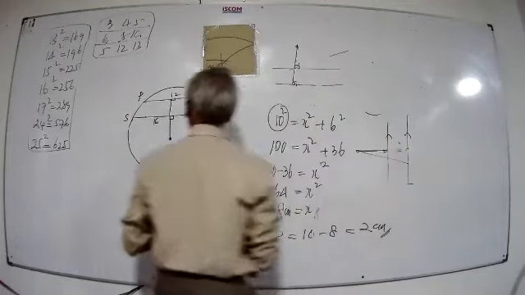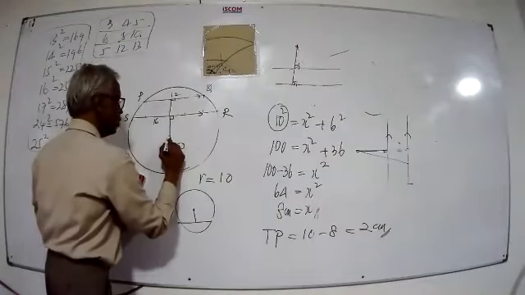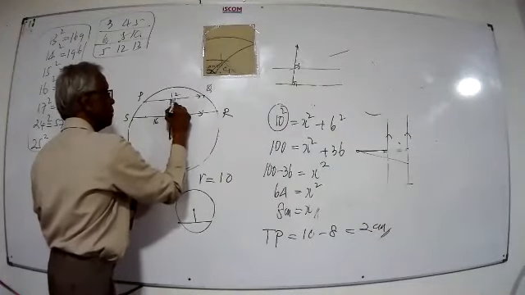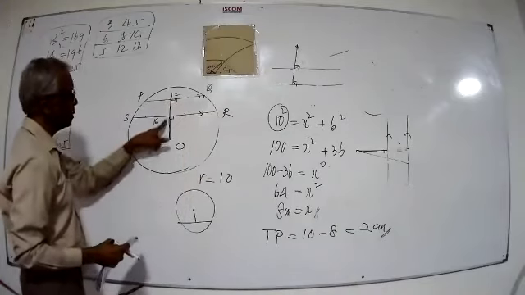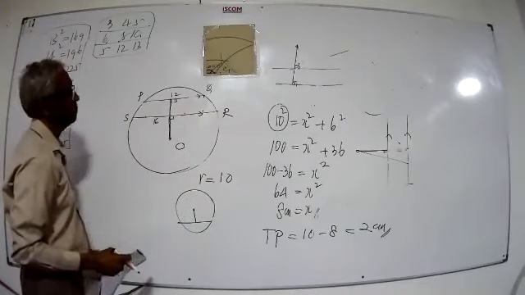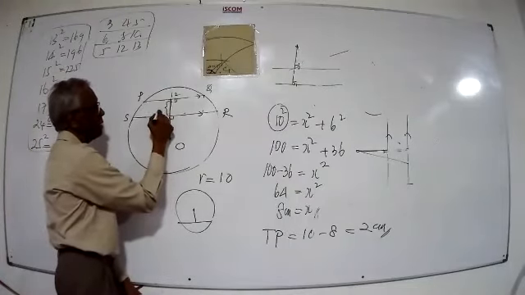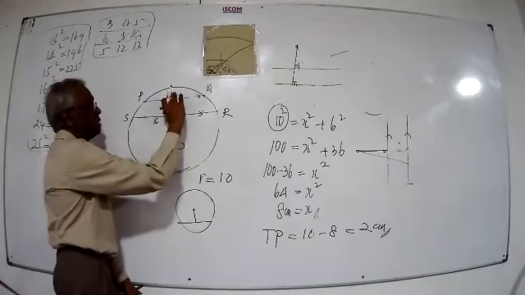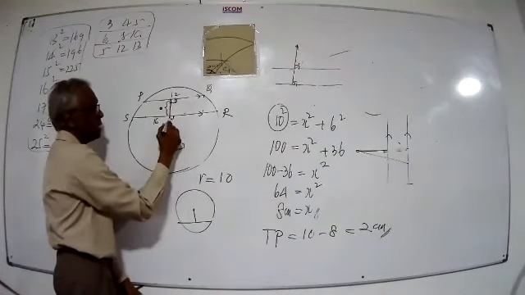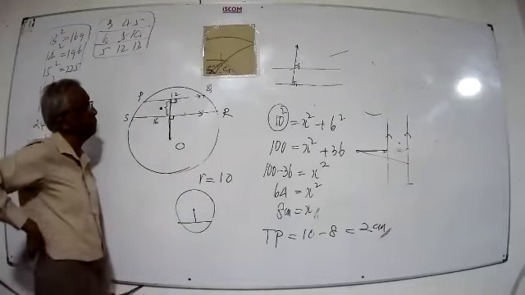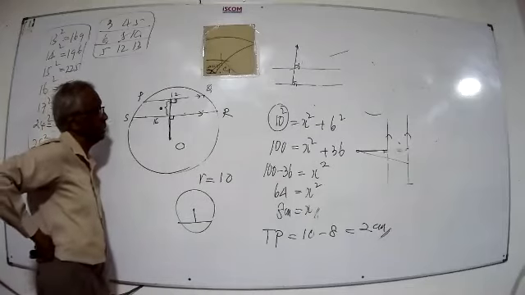If you draw a perpendicular to this, when you produce it, it is also perpendicular to this. This is perpendicular to this also, right? So now we are finding this small distance, the distance between them. How do we do the construction?